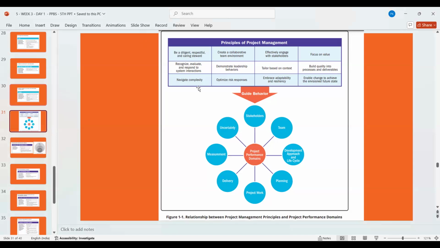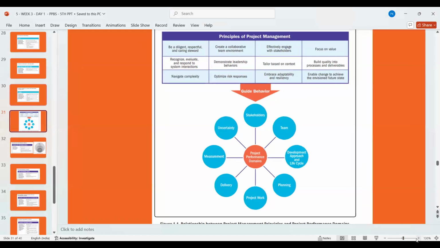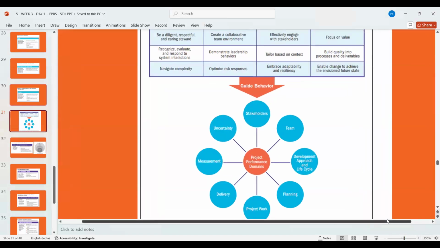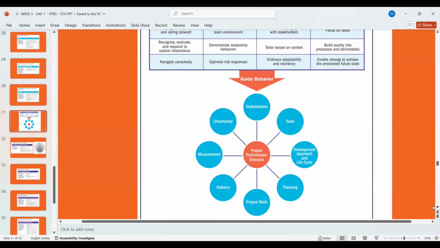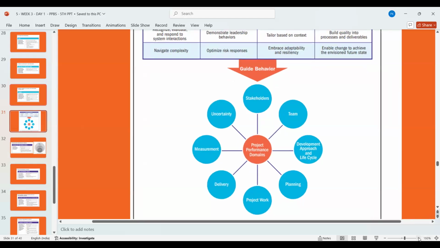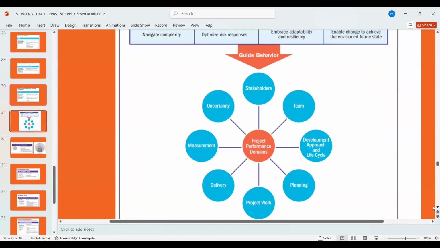So yes, we have finished these principles of project management, and we will get started with the project performance domains. As you can see, there are multiple aspects of that. Let me enlarge it for you. Is it clearly visible now, guys? We have around 8 project performance domains. Can I request each one of you to go one by one and read them out, please?